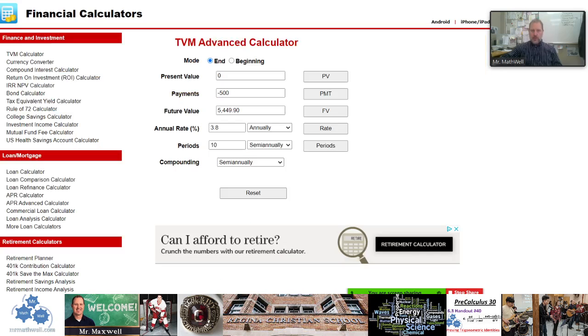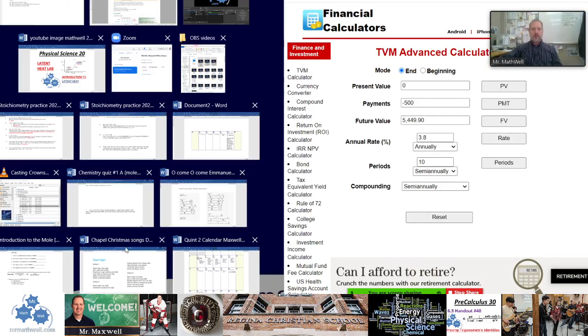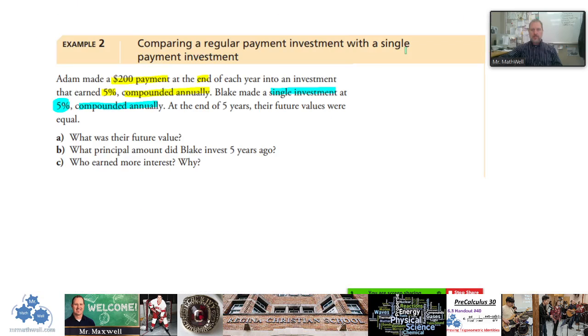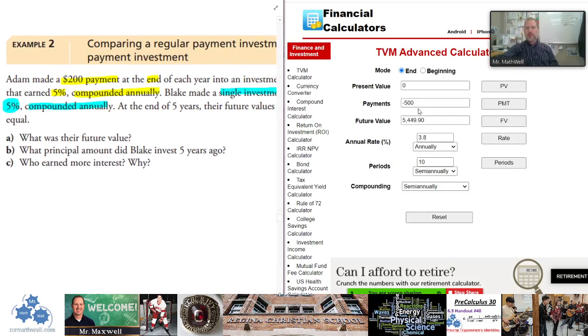Okay. So we'll go back to online here, and I'm going to try and move that over. Okay, I'll put that over to the other side. So let's take a look at Adam first. Adam had a $200 payment. So payments are going to be here, $200 payments. His present value was 0. He had nothing in there before that.